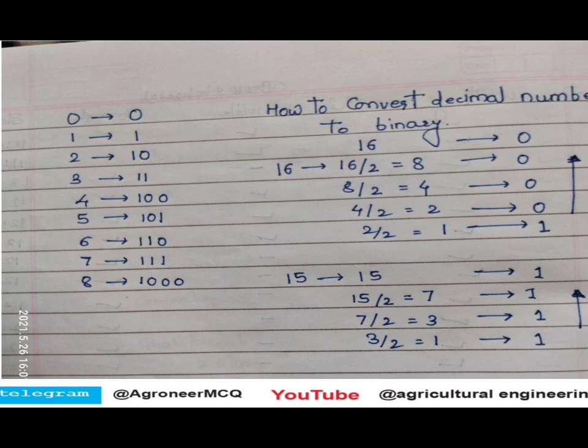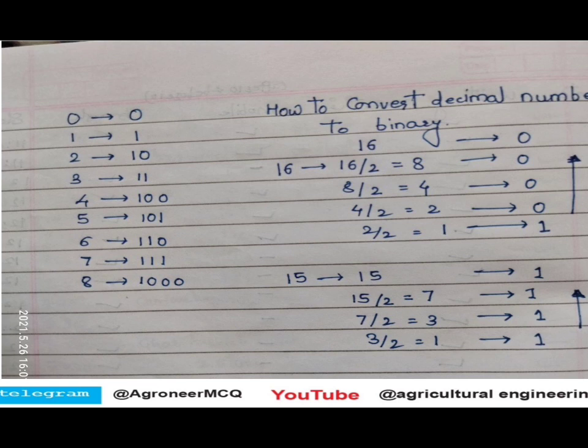So how to convert a decimal number to binary? See, if the given number is an even number, then write down 0. Means if you have to convert 16 into a binary number, first write down 16, and for an even number we write 0. If we divide 16 by 2, we get 8, which is an even number, so write down 0. Now divide 8 by 2, which gives 4, an even number, so write down 0. Now divide 4 by 2, we get 2, which is an even number. For an even number, remember to write 0. After that, 2 divided by 2 is 1, which is an odd number. So for an odd number, write down 1.